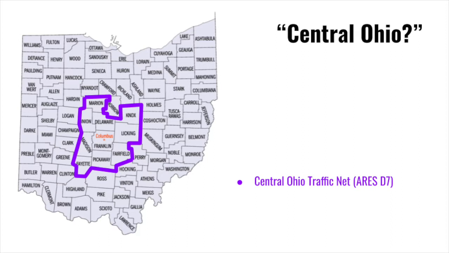This is the territory that we mean to cover with ARES District 7 and consequently the Central Ohio Traffic Net. Now, if you happen to be operating a station in, say, Morrow County, and you are able to reach the net, you are absolutely welcome to join. We're happy to have you.